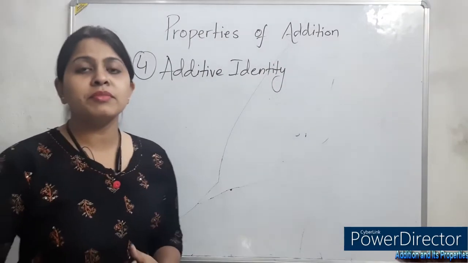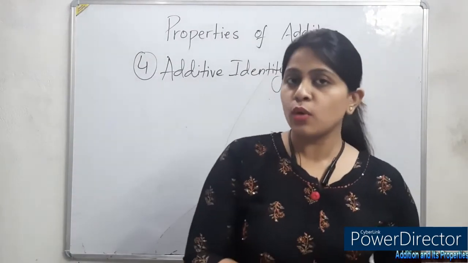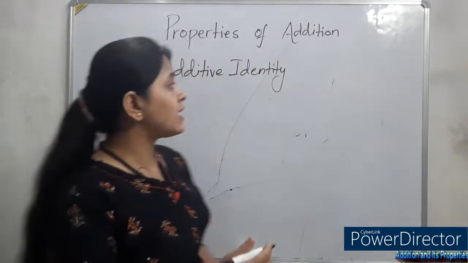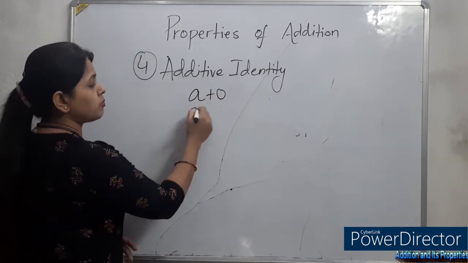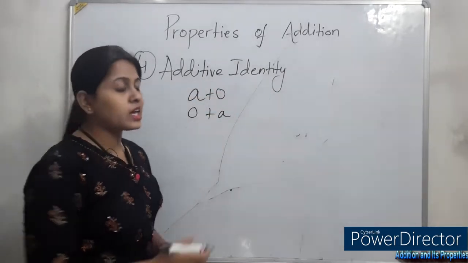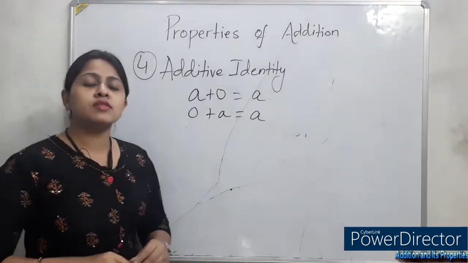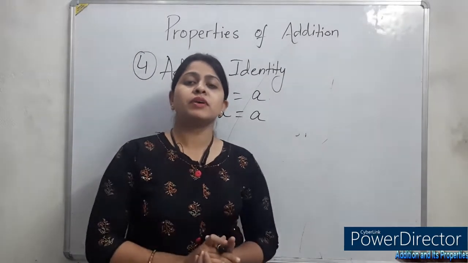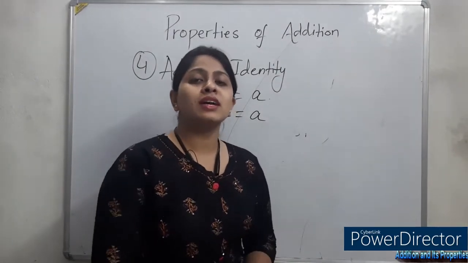Additive identity means when a number is added to 0, the number remains the same. Suppose we add a plus 0 or 0 plus a; in both cases our result will be a. Means if 0 is added to a number, or a number is added to 0, in both cases the result will be the number itself.